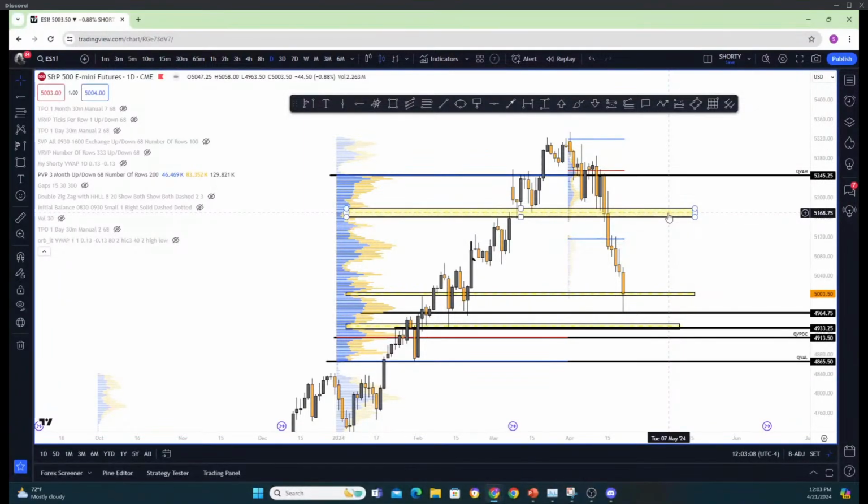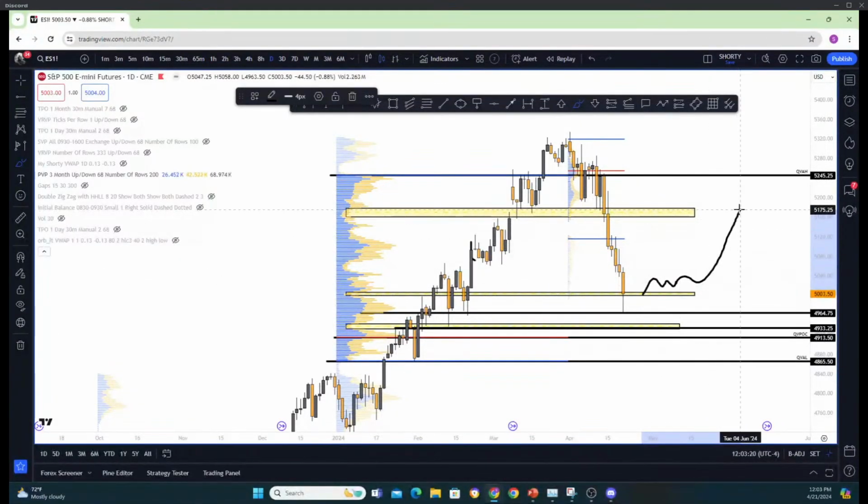I'd wait for price to come up, come back to about 5,000, find acceptance, and then take it long to about 5,100, 5,150. Okay, so what you're saying is that you would wait for the price to find acceptance here, and then you would swing long. Is that correct? Correct. All right.